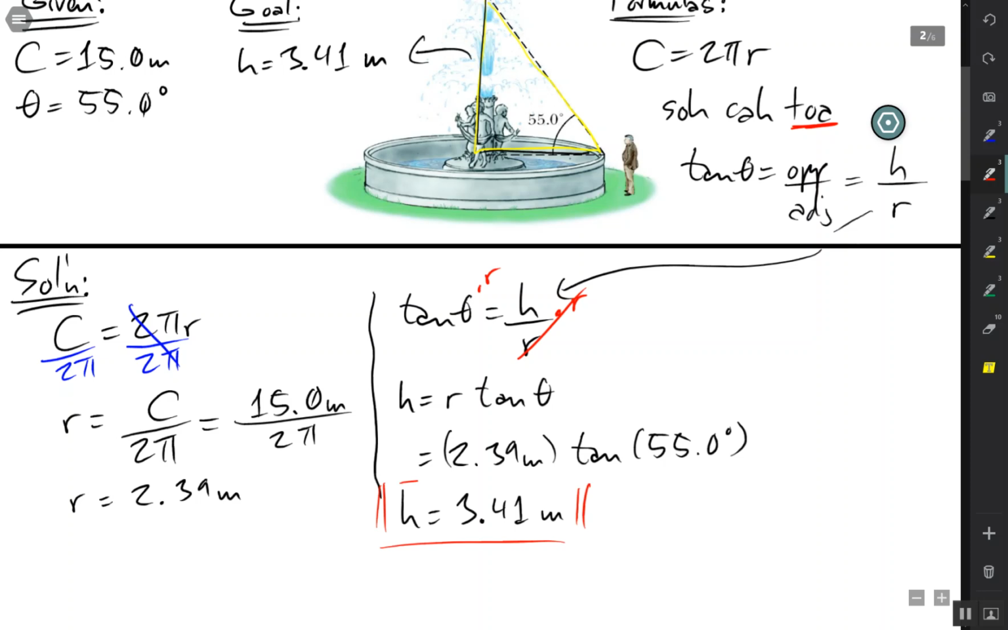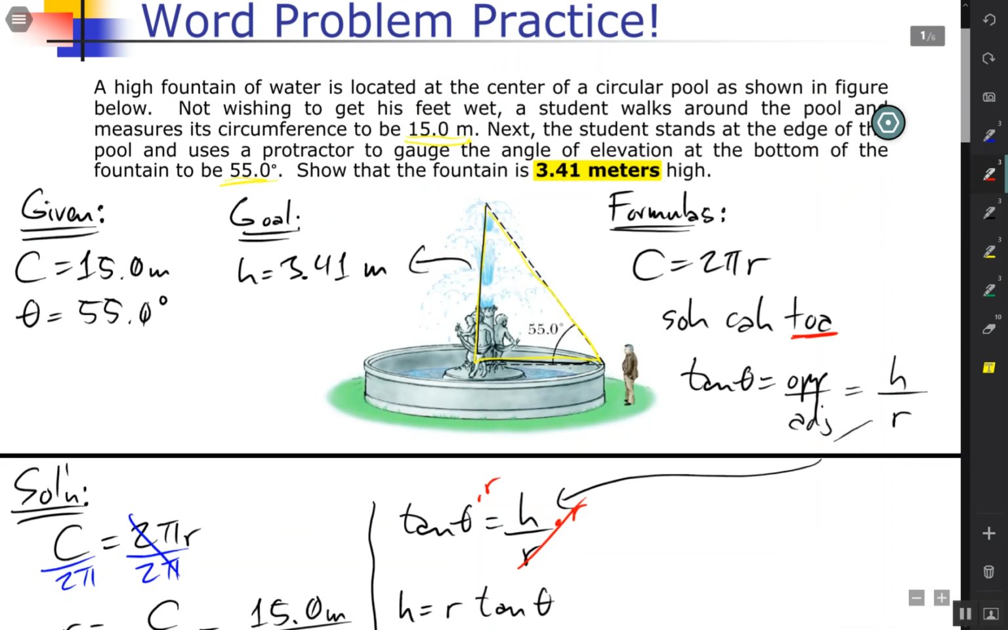But let's take a couple seconds to see if that makes sense. Let's go back to our drawing. So our radius, we use red, is 2.39 meters. Okay? Now our angle is greater than 45, so we expect the height to be greater than the radius. And sure enough, it is. 3.41 is greater than 2.39. So there we go. And that is the end of our recording session.